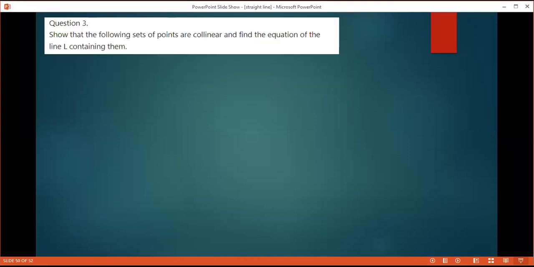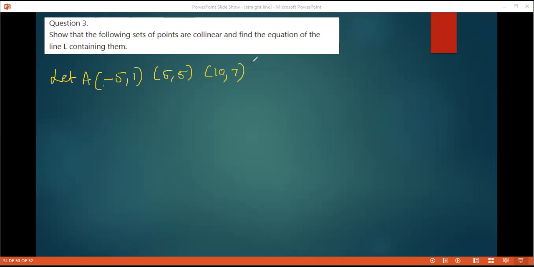Show that the given sets of points are collinear and find the equation of a line L containing them. So they are saying the set of points are collinear. So in order to see whether the points are collinear, what do we do? Actually I didn't write the points, I'm writing them now: 5 comma 5 and 10 comma 7. Okay, these are the 3 sets of points.